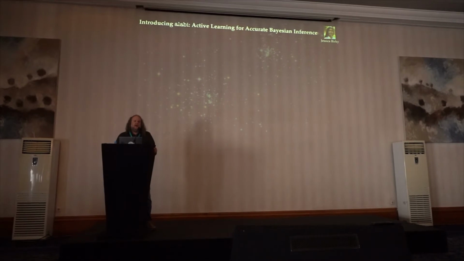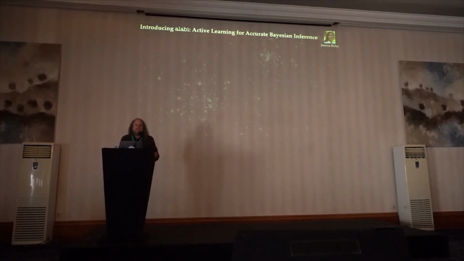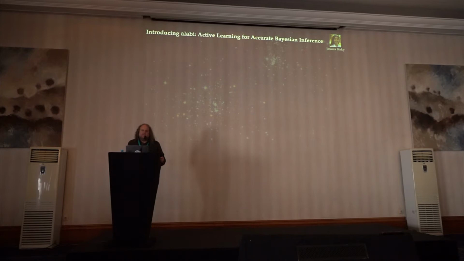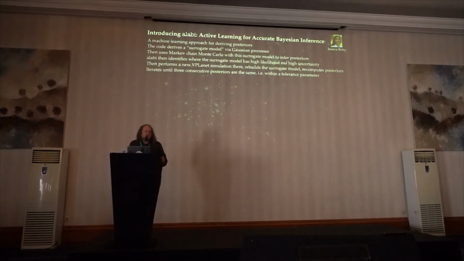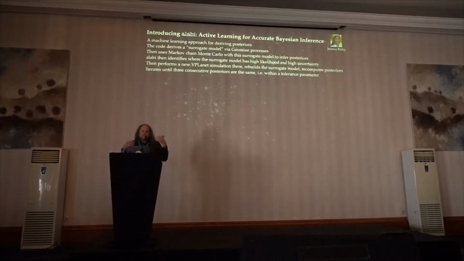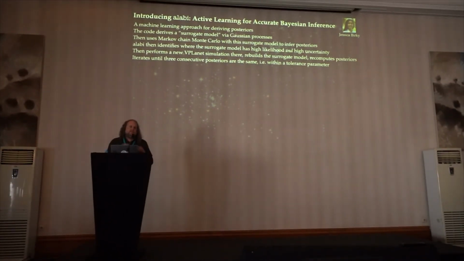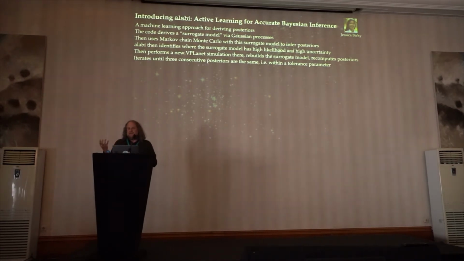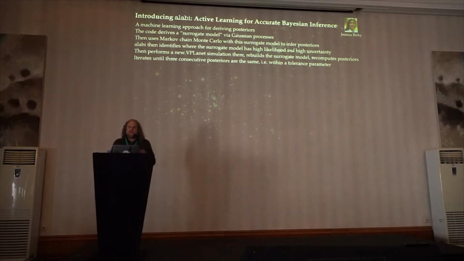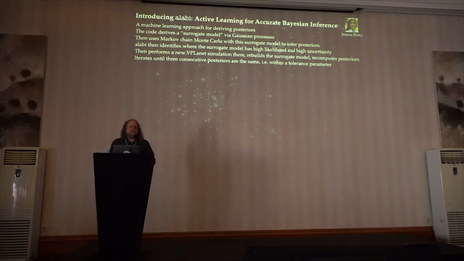called Alibi. It's a machine learning algorithm that basically allows for the rapid generation of Bayesian posteriors for different model parameters. So just at a really high level, what the code does is it uses Gaussian processes to derive a surrogate model that represents vPlanet, but can be evaluated in only 10 milliseconds, so it's very fast. And then the code uses other canned Markov chain Monte Carlo methods like MCMC or Dynasty, if you're familiar with these pieces of software that are very common in astronomy.